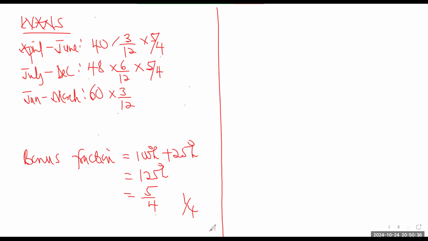But January was the day that the bonus issue was made, so it will not affect any share on that date. The bonus issue will affect only the shares in issue before the bonus issue. So we have this one only in this particular figure, 60 multiplied by 3 over 12. That gives us 15.